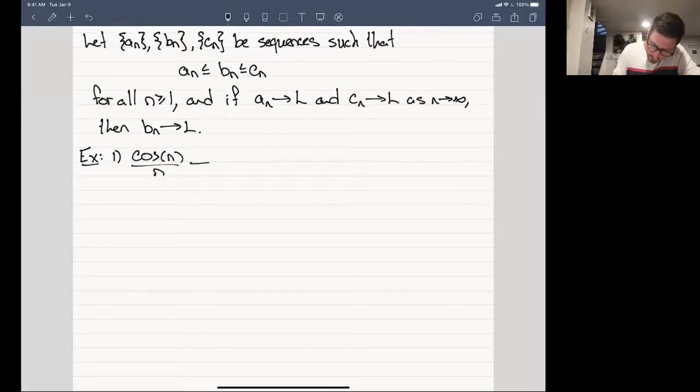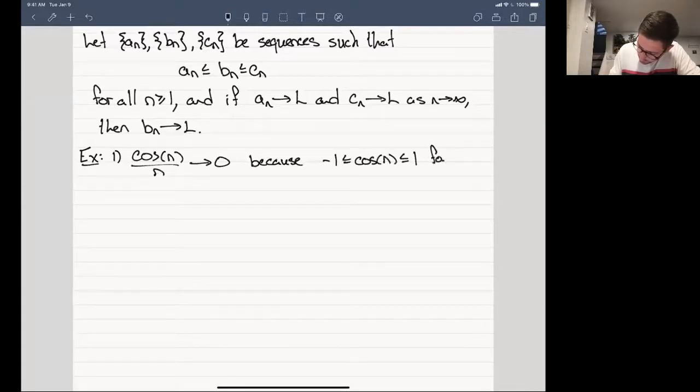Well, this thing is going to go to 0 because cos is between -1 and 1. That's something that we already know for all n. So -1 over n is less than or equal to cos of n divided by n, which is less than or equal to 1 over n.